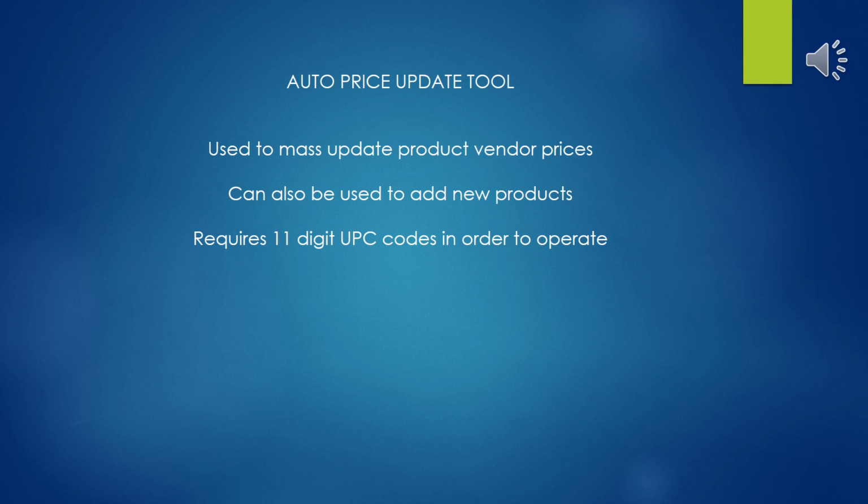Now we're going to concentrate on the one at hand here, the auto price update tool. Now, this tool can be used for adding new products into your product file, but that's a presentation for another time. We're just going to deal with the very basics of doing simple net price changes in your product file. Now, in order for this tool to work, it's dependent on UPC codes. It has to have 11-digit UPC codes in the imported file in order for it to do its matchup and price changes.